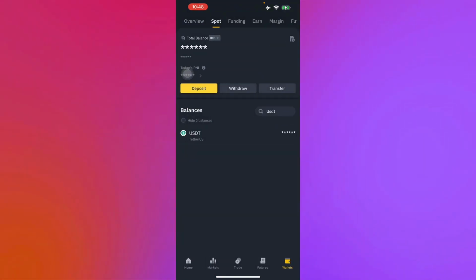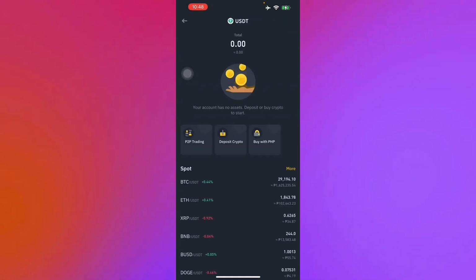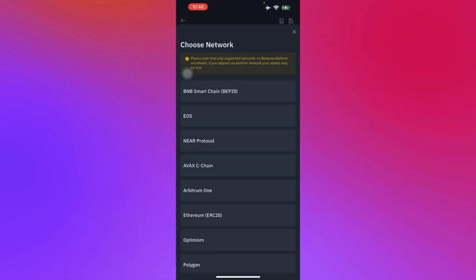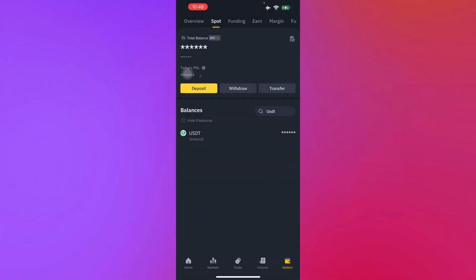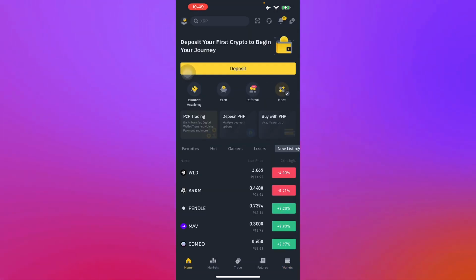So next is deposit from another crypto wallet. All you have to do for that is just go again to wallet, spot, USDT, then right here you just press deposit crypto, and then you go for BEP20 as your network, and then you just copy the address and send it to the wallet that you're trying to get it from, so that you will receive another deposit from your other wallet, which is the cheapest way and the best way too. So those are just the 3 ways to deposit money in Binance.